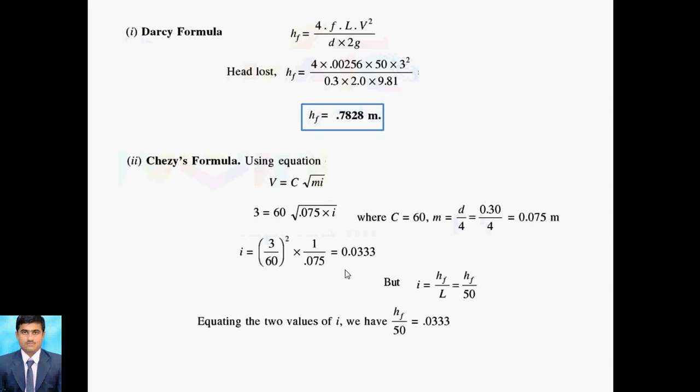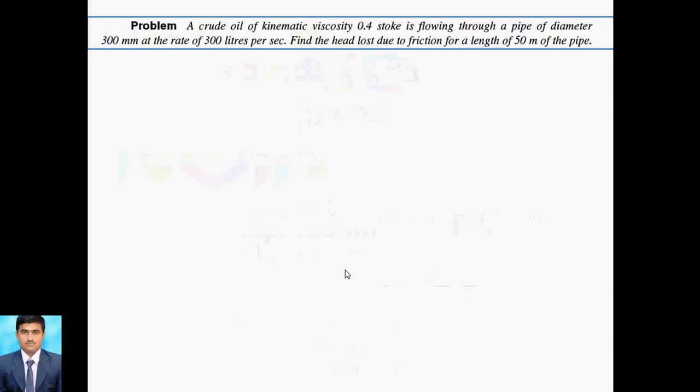Now we equate these two values of i. We have hf/50 is equal to 0.03. That is hf is equal to 1.665. So this is about head loss due to friction.